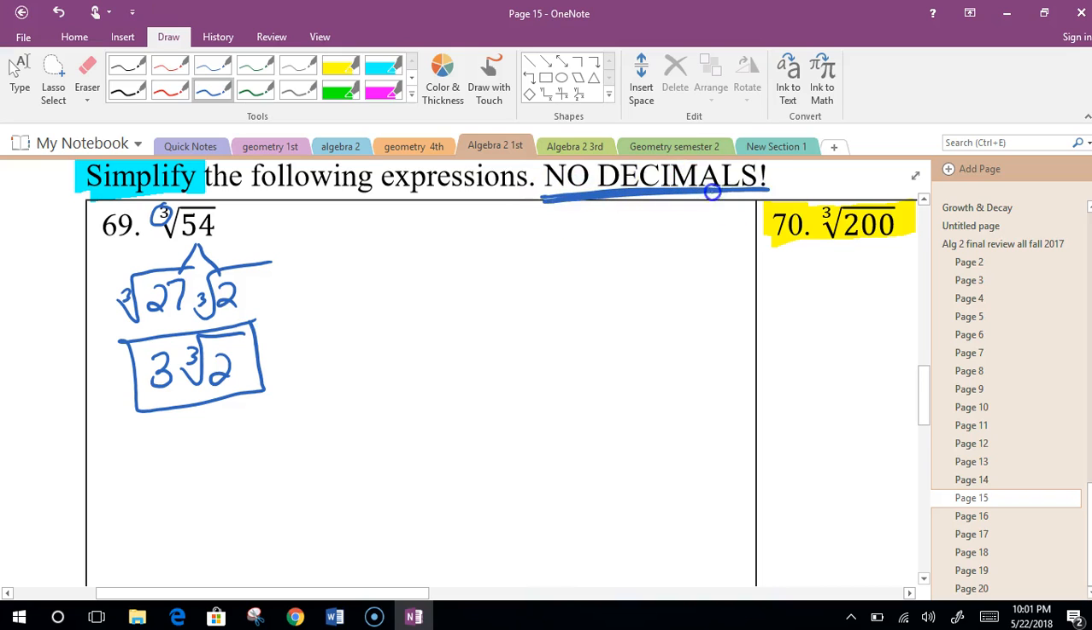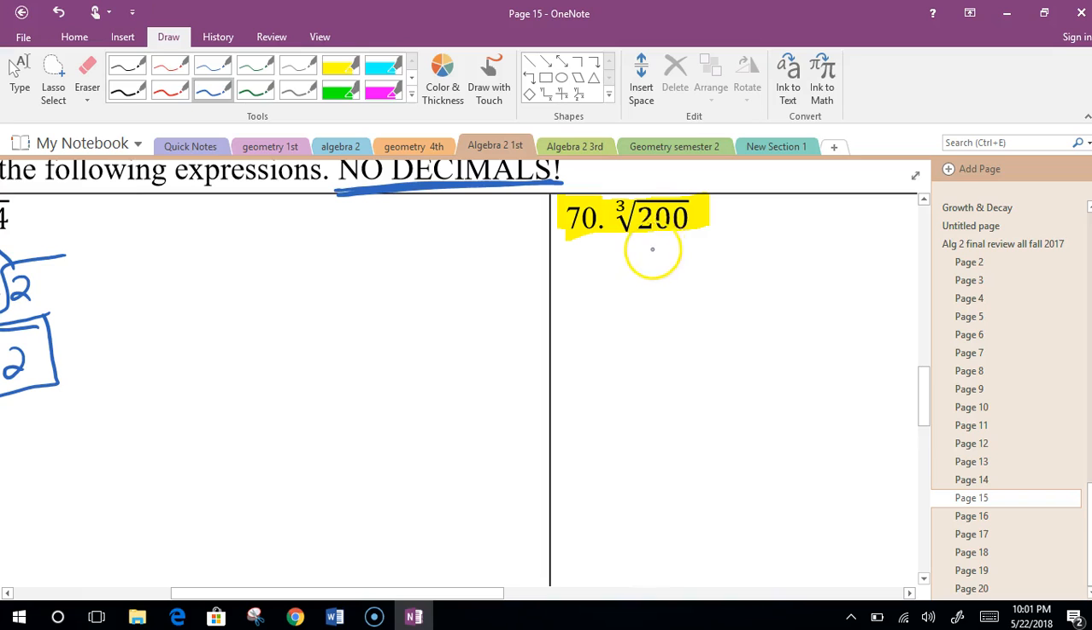Again, the idea that they say no decimals means if you try to put that in a calculator and you get a decimal answer, there should be something else that you're doing with that problem. Same thing here with 200. I need a perfect cube that's going to go into 200. Well, we know that 200 is 100 times 2, but 100 is a square root, not a cube root. But 8 goes into 200.